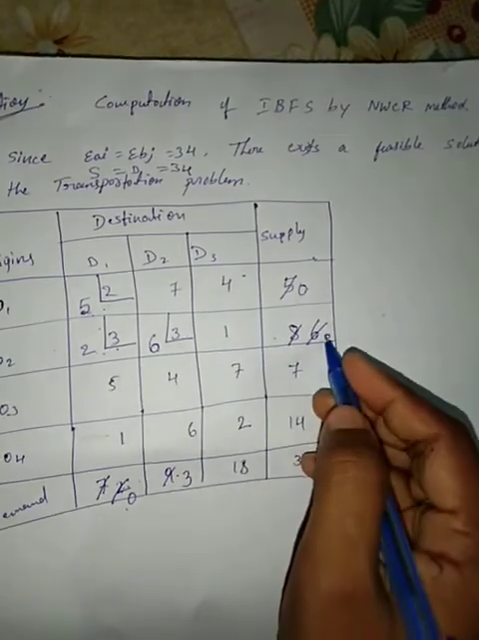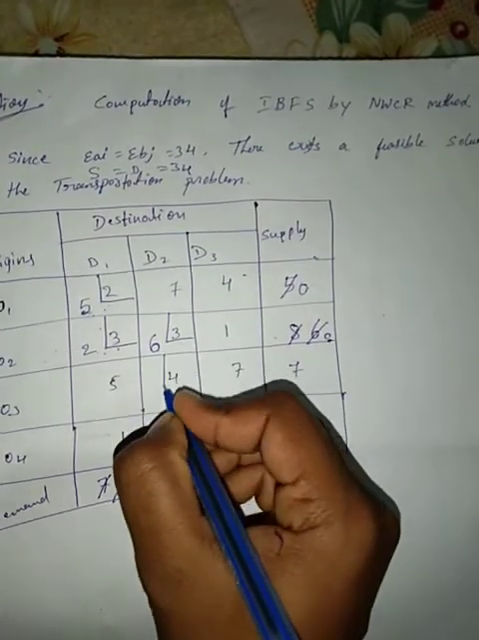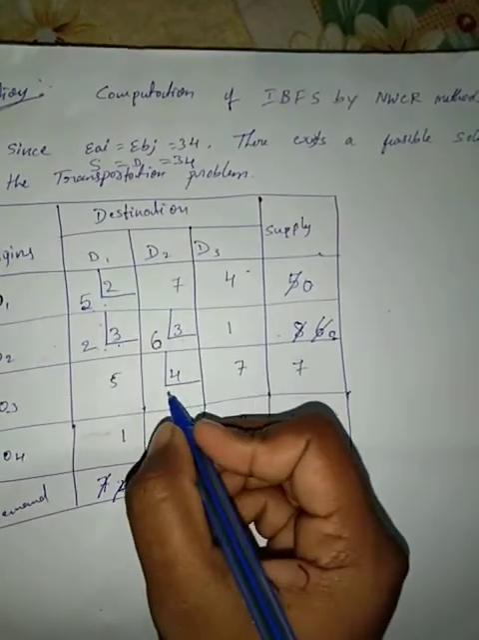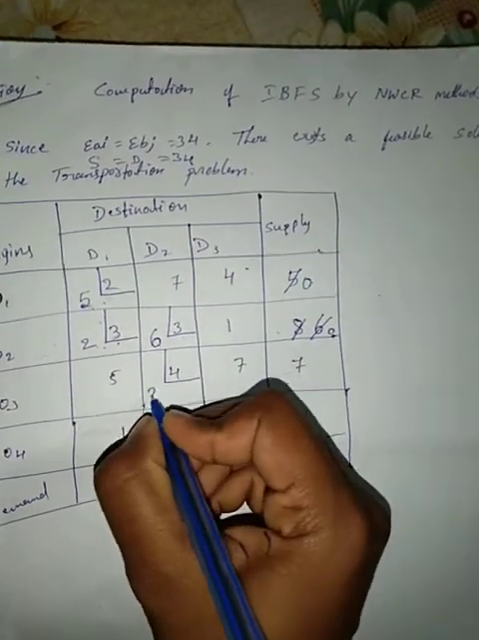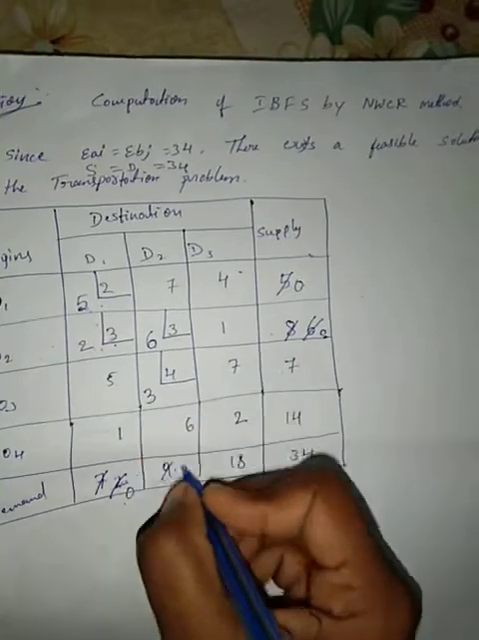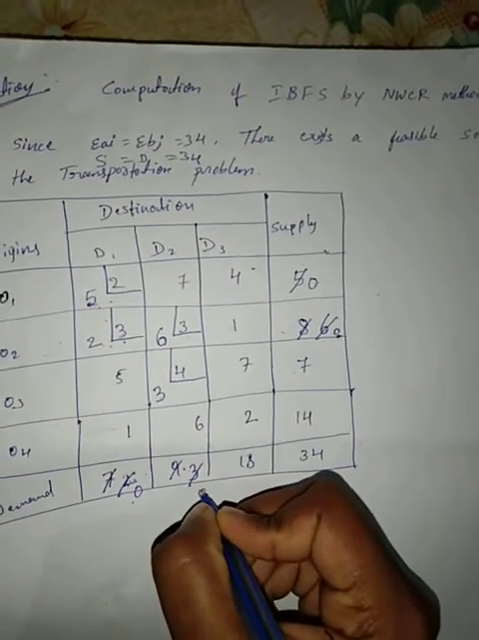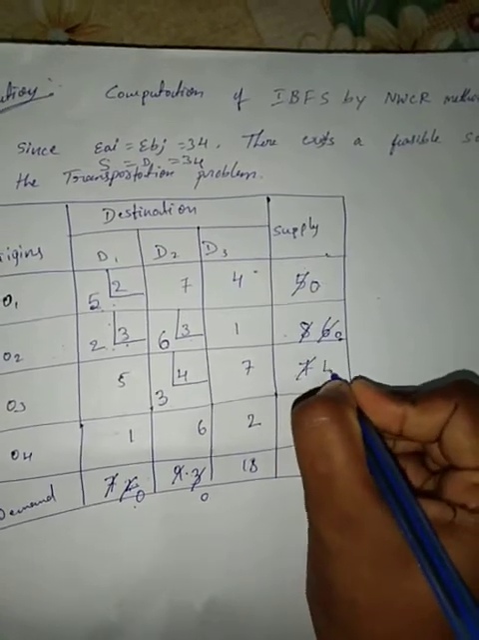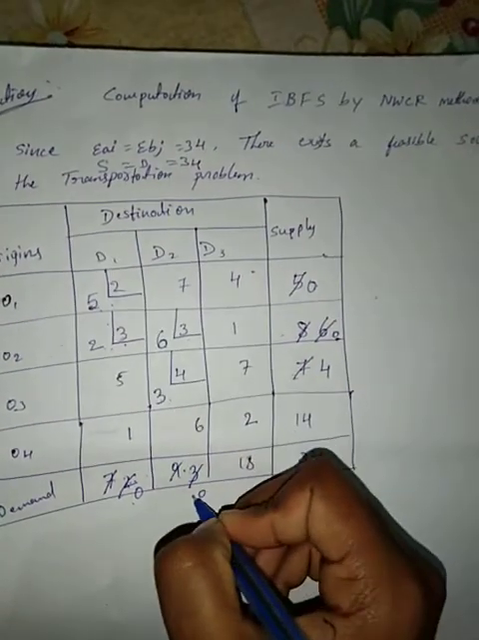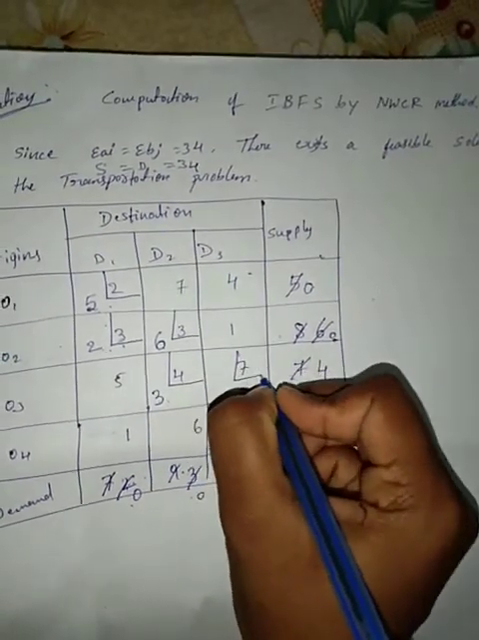If allocation is equal to supply, then we move vertically down. 3 and 7 are the rim values. 3 is the minimum rim value. 3 minus 3 is 0. 7 minus 3 we get 4. If allocation is equal to demand, then we move horizontally.